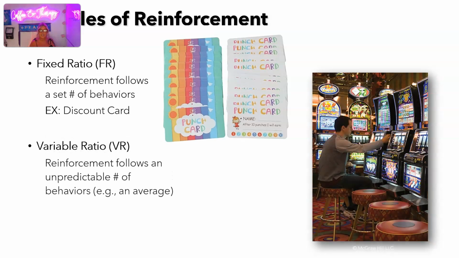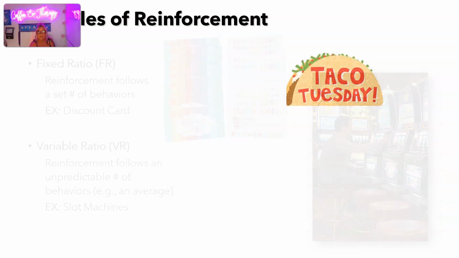So fixed ratio: reinforcement follows a set number of behaviors. The example I like to give is a discount card. That is a fixed ratio. So maybe after, as we see here, 10 punches on the punch card, you're going to get a free something. Variable ratio: reinforcement follows an unpredictable number of behaviors. Like a slot machine, after so many times, whatever, you're going to win something. You're going to lose a lot, but then after an unpredictable amount, you're going to win some money.